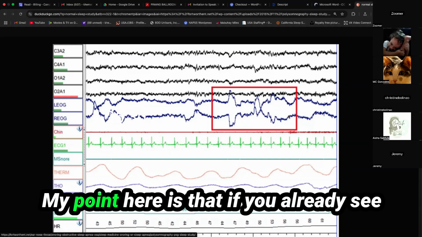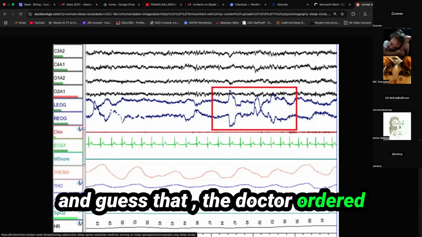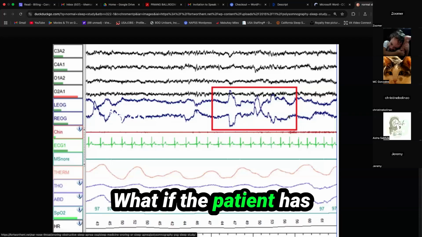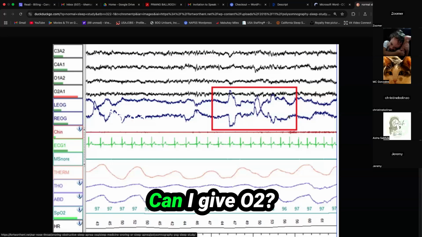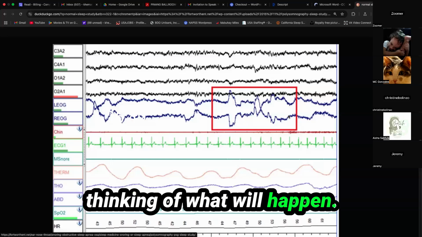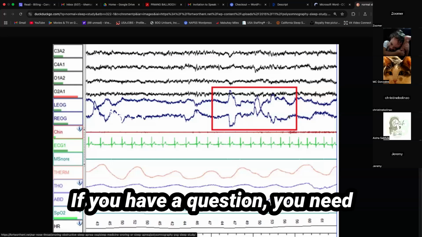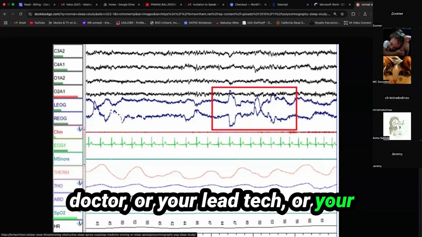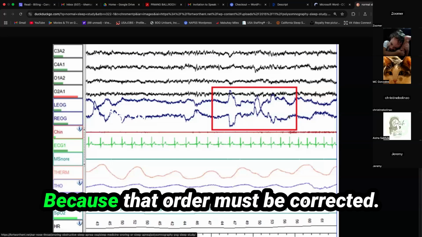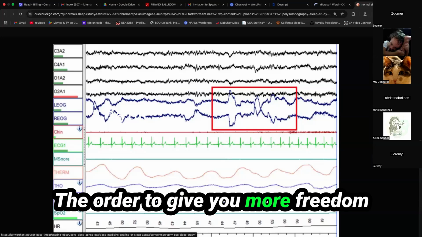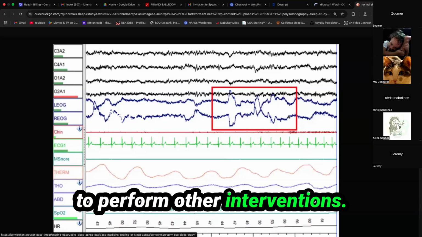hypoventilation. My point here is that if you already see and guess that the doctor ordered only a split night, and I see an AHI of this, but what if the patient has major desaturation? Can I give O2? So you're thinking ahead. You're thinking of what will happen. If you have a question, you need to follow up immediately with the doctor or your lead tech or your medical director or your manager. Why? Because that order must be corrected, to give you more freedom to perform other interventions.